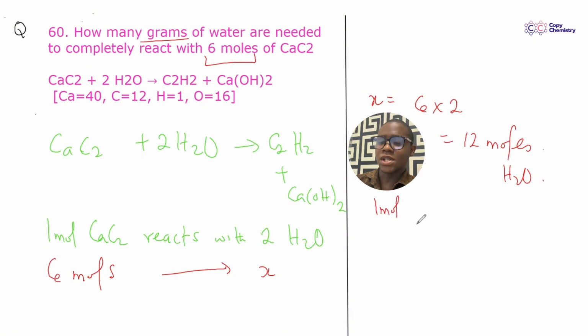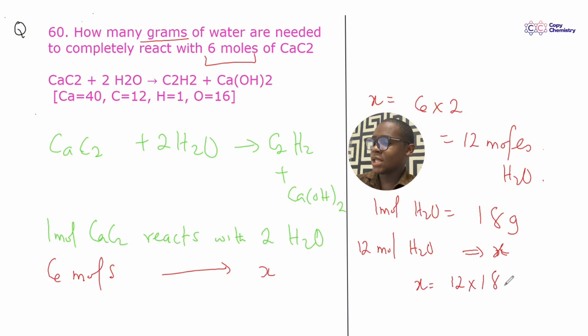1 mole of water is equivalent to the molar mass of water, which is 18 grams per mole. So 1 mole of water weighs 18 grams. That means 12 moles of water will weigh X, or Y, and you calculate that by simple multiplication. So your X is going to be 12 multiplied by 18. I might not really ask my student to do that, but 12 multiplied by 18 is 216. That's what the calculator says. 216 grams. So that is how you calculate this question.